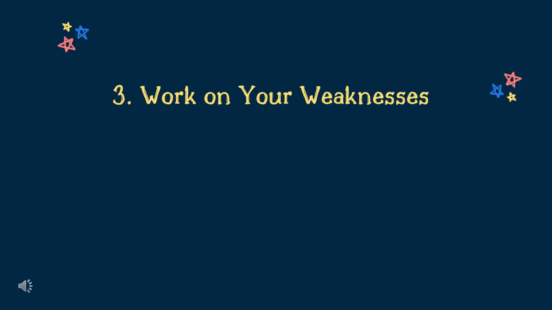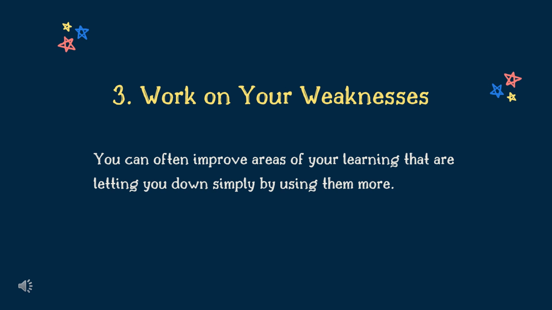Step 3. Work on your weaknesses. You can often improve areas of your learning that are letting you down simply by using them more. If you feel that you're not confident learning visually, for example, get into the habit of reading the charts and diagrams in an article before grappling with the ideas in the text. Or if you're an independent learner by nature, make a point of involving others in your problem solving from time to time. Also, actively look for opportunities to try out new ways to learn. You might be surprised about what works and about the new elements of learning that you enjoy.